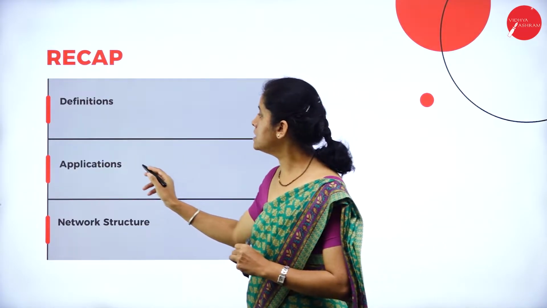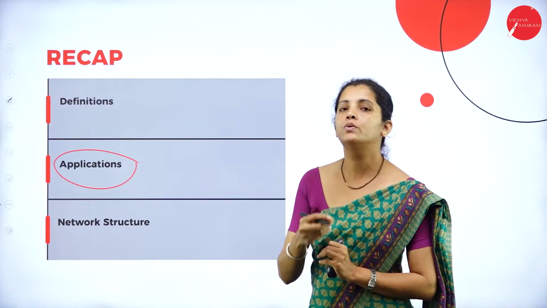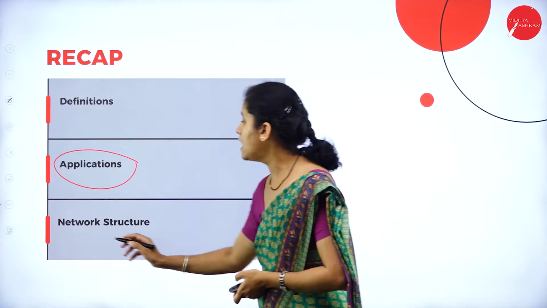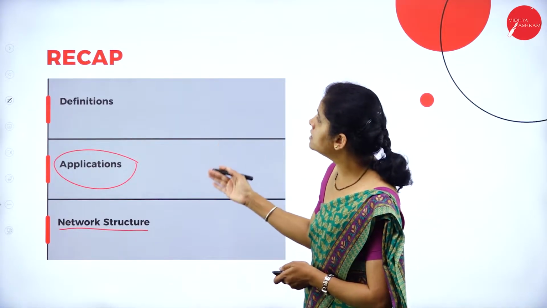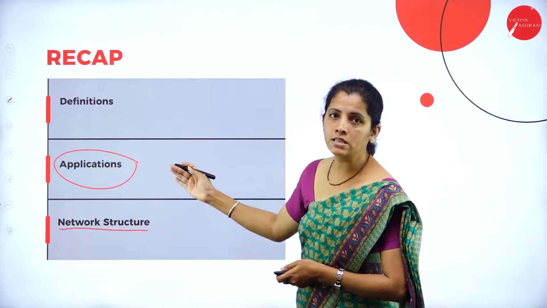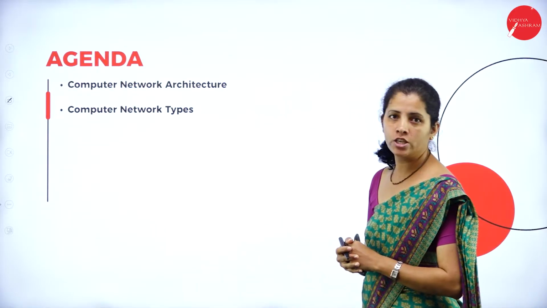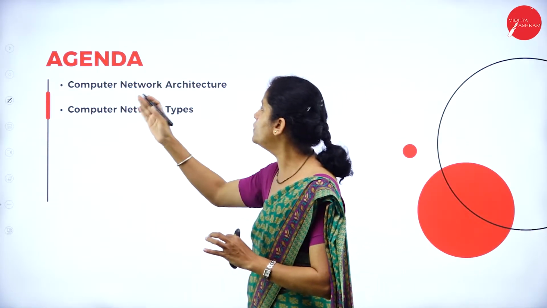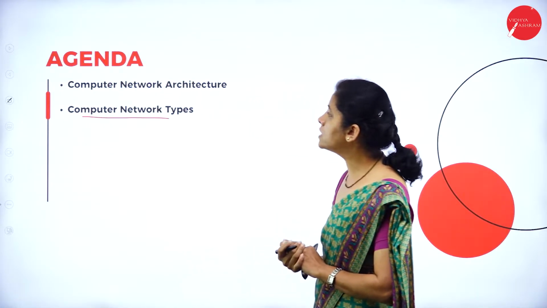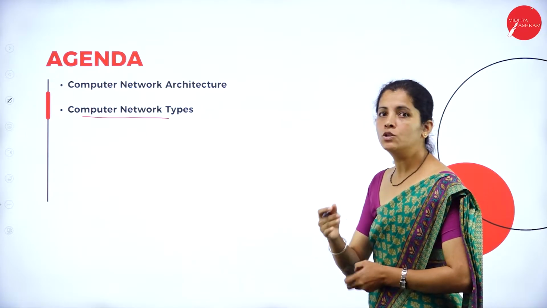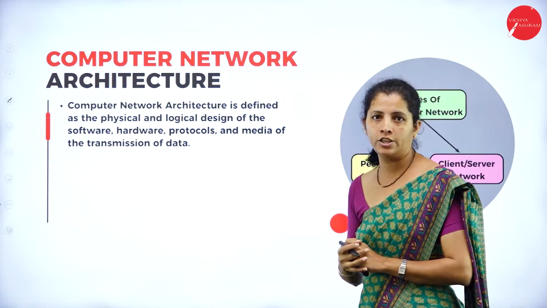Then I discussed applications, that's nothing but the usages of computer network. Along with that, I discussed computer network structure. So these are the three topics I discussed in my last session. But in today's session, I'm going to deal with computer network architecture. Along with that, I'm going to deal with computer network types. So dear students, let's see what is computer network architecture.